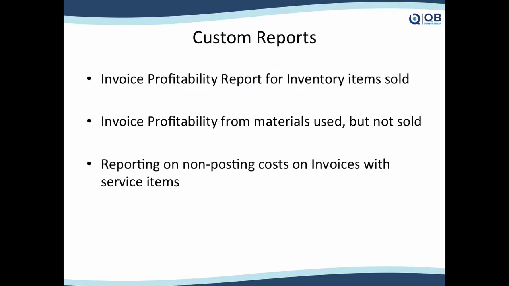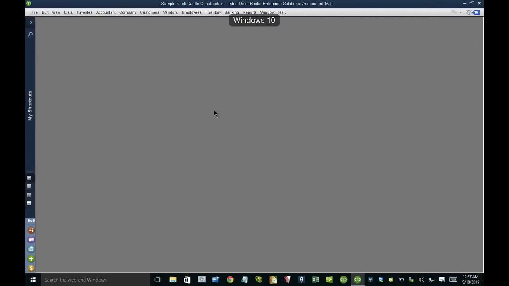The last three custom reporting techniques I want to show you are pulling up an invoice profitability whenever I have an inventory item sold. Another really tricky one is how do I pull an invoice profitability for when items are not sold, but they do have a cost component, and that's also for inventory. And the third one is for reporting on non-posting cost. So let me start with pulling up the invoice profitability report whenever I have inventory sold.